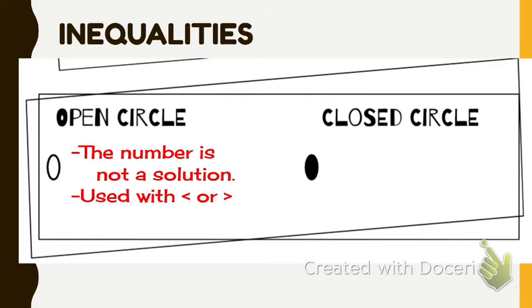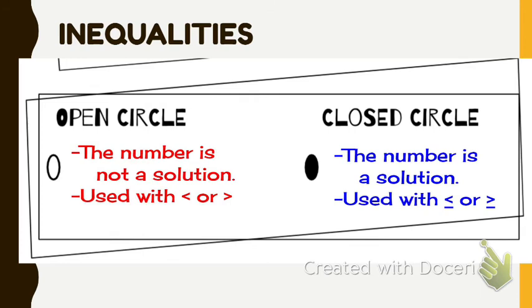All right, the next one is a closed circle. That means the number is a solution. So it's used with the less than or equal to or the greater than or equal to symbols. So if I said x is greater than or equal to 12, I would graph this with a closed circle and an arrow, and it would mean that 12 or anything larger could be the answer.